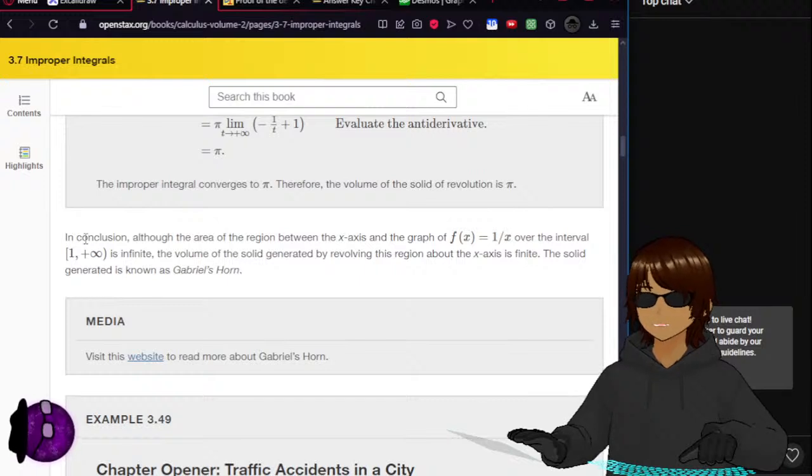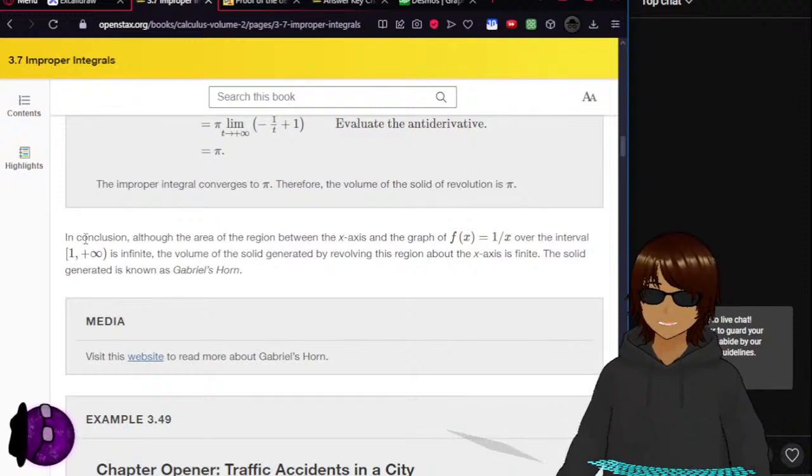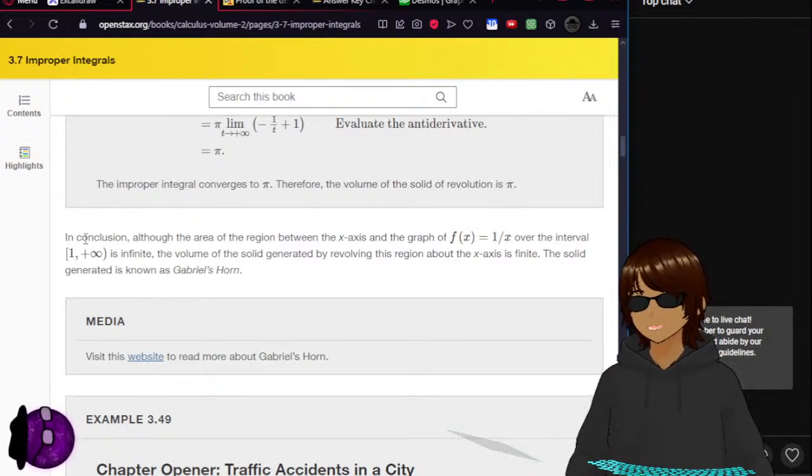In conclusion, although the area of the region between the x-axis and the graph of f of x equals 1 over x over the interval 1 to positive infinity is infinite, the volume of the solid generated by revolving this region about the x-axis is finite. This solid is generally known as Gabriel's horn.